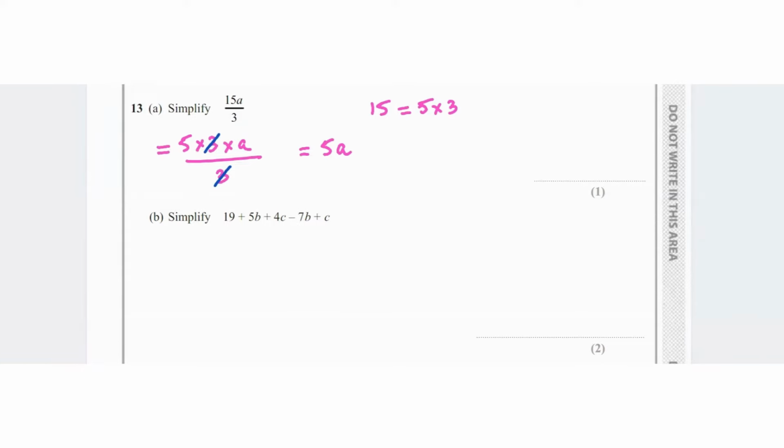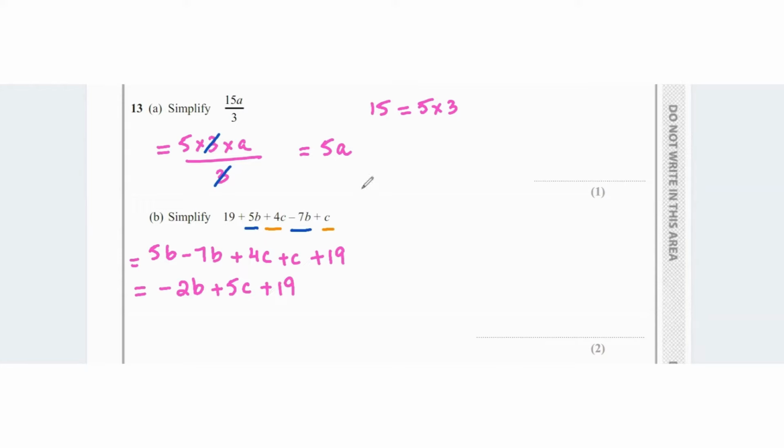In this case, we need to identify our like terms. 5b and negative 7b are like terms, and 4c and c are like terms. Since there is no other constant, 19 is on its own. So if we add these, we will subtract 7b from 5b. We will add 4c to c, and then plus 19 comes as it is. 5b minus 7b is negative 2b. 4c plus c is 5c, and plus 19. That is your answer.